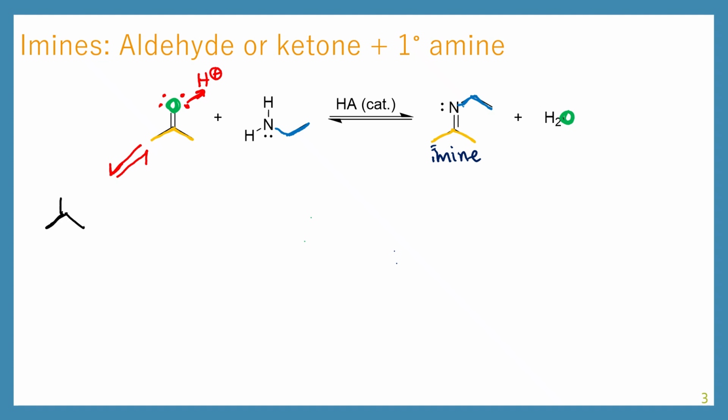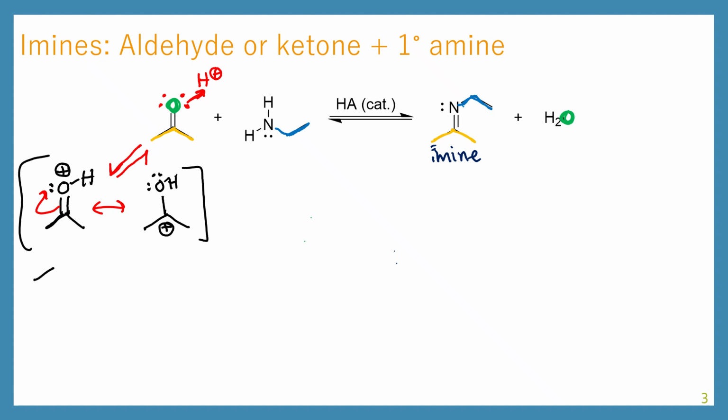So this puts a positive charge on the oxygen. And again, this is resonance stabilized, which helps us see why this is an important step, right? We can see now that we've created a much, much better electrophile here than we would have had without the protonation. So at this point, the amine is going to attack.